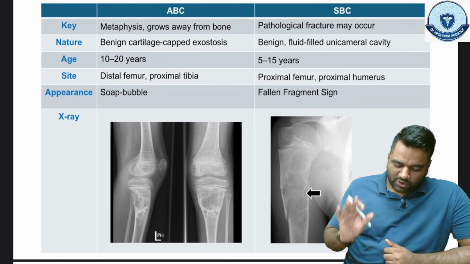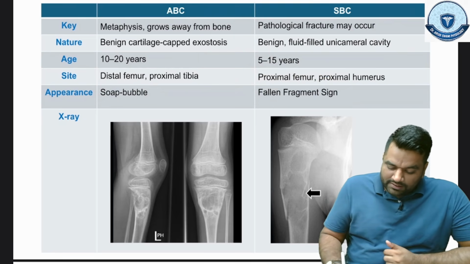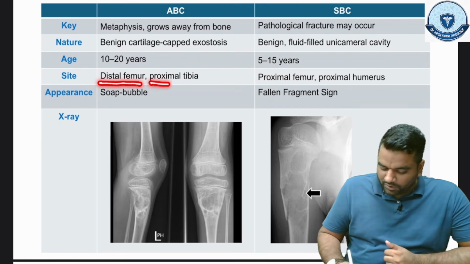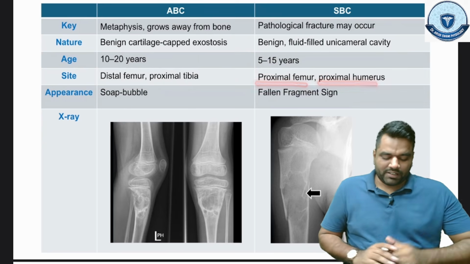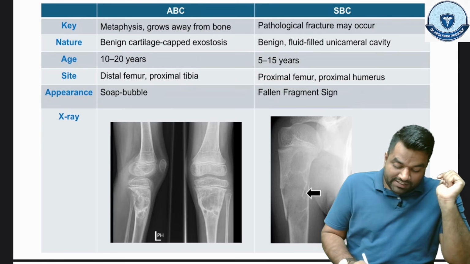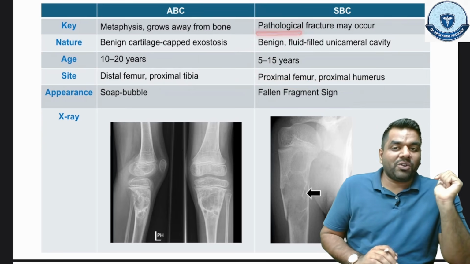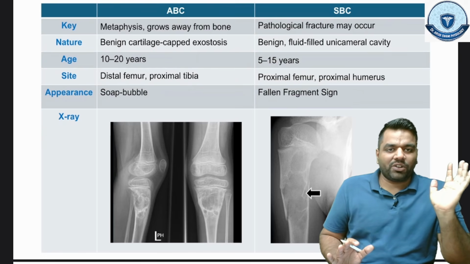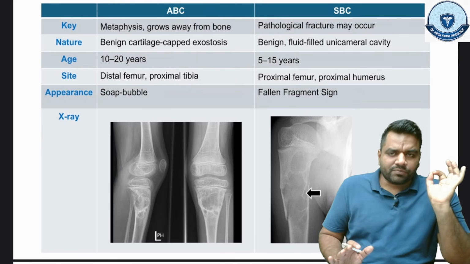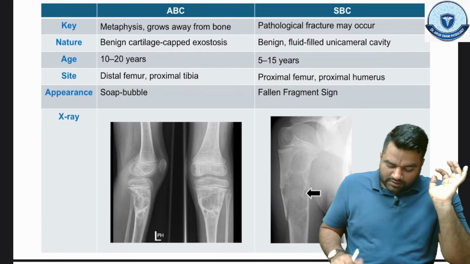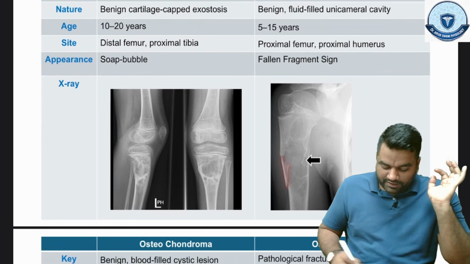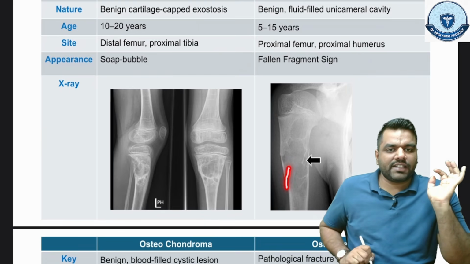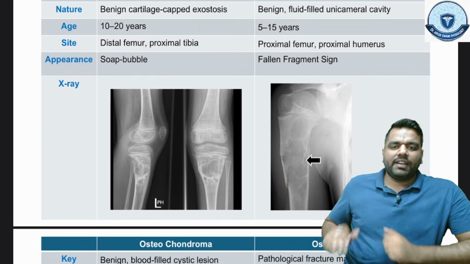Fallen leaf sign. And guys, always remember the site. ABC is always in the distal femur and proximal tibia, and SBC in the proximal femur and proximal humerus. And SBC can show the pathological fracture condition, right? You can see here the fracture line clearly. So this is a pathological fracture seen here. This is how you can easily differentiate.